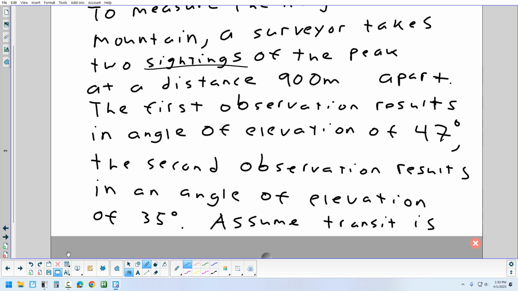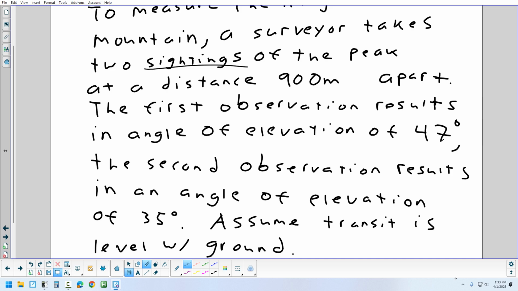Now, what would complicate it a little bit is the transit is usually on a tripod. The transit is the device they look through. So if the transit is like 5 or 6 feet off the ground, you technically have to add the height of the transit to the height of what you find. But we're going to assume that the transit is on the ground. That just makes it a little simpler. For the height of the mountain, it's only going to affect it by 5 or 6 feet, so it's close enough.